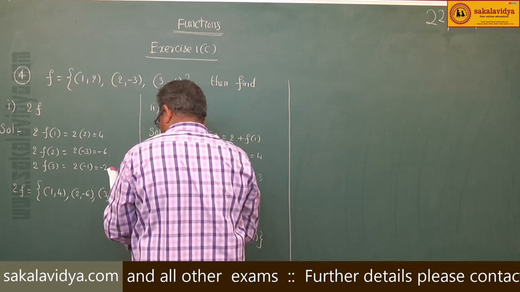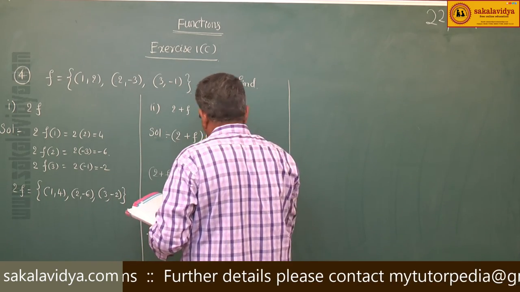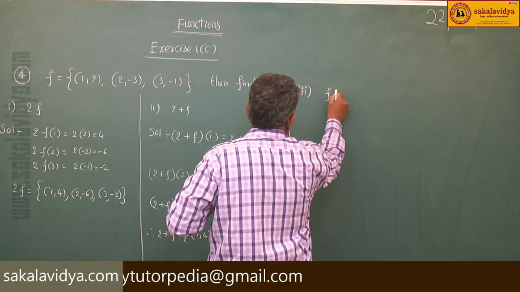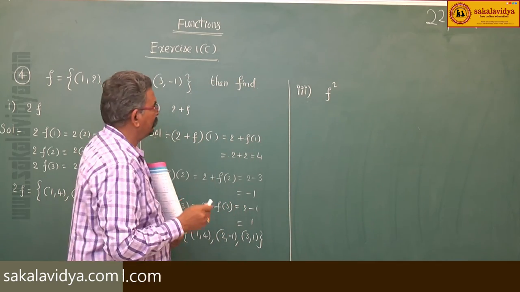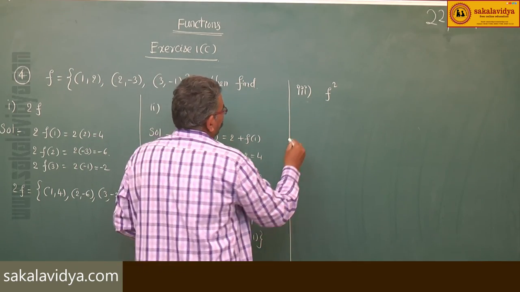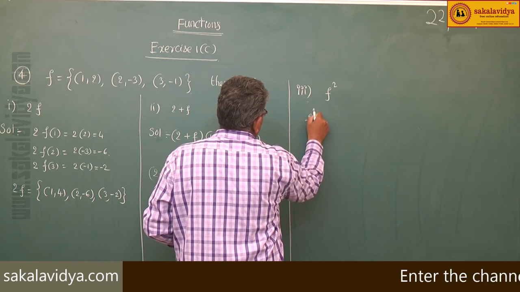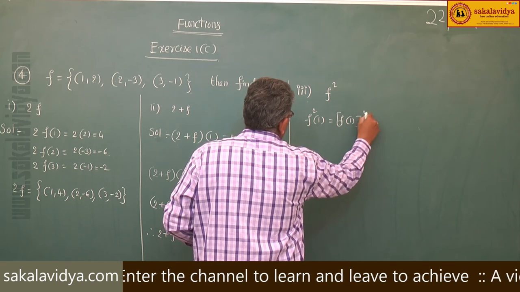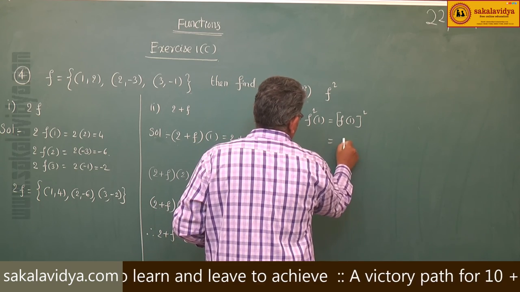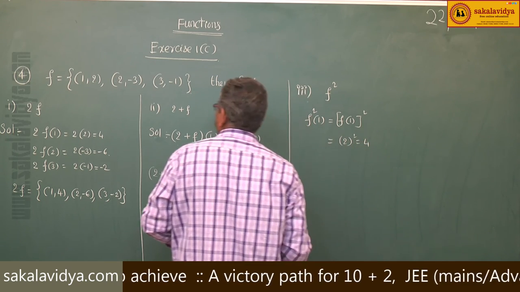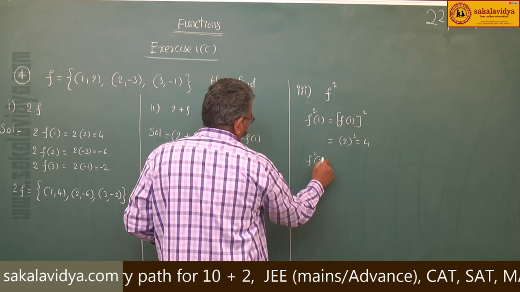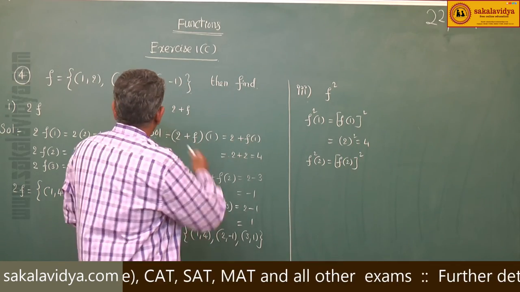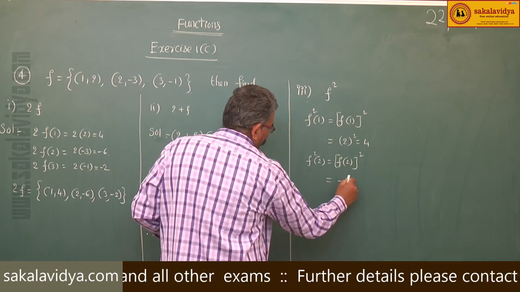Next, third one, f square. Here, same domain. f square of 1 is f of 1 square. So that's equal to 2 square equals 4. F square of 2 is f of 2 square, minus 3 square. So, 9.